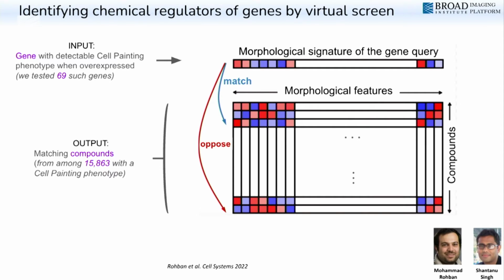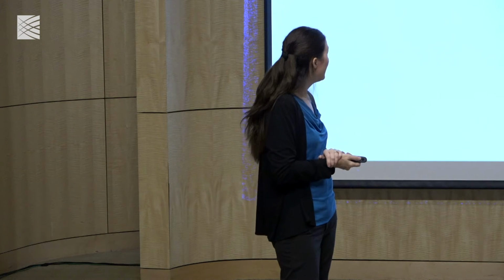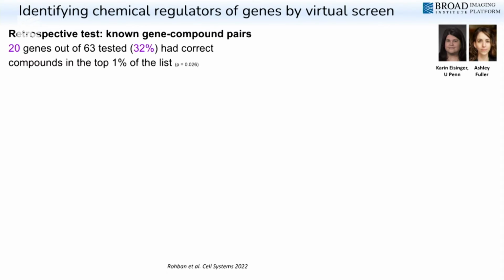So this is the raw material, the data that we were using for this matching. And we were looking for matches and also anti-matches. We were looking for compounds that highly correlated with the gene overexpression, and also compounds that highly anti-correlated with the overexpression. And so in the project, we ended up testing, first of all, of course, on known gene compound pairs where it was already known that this compound should target the activity of this particular gene. So we had 63 of those positive controls built into this experiment. We found roughly 32% of them had the correct compounds at the top of the list. And by top, I mean top and bottom, because it's correlating and anti-correlating.